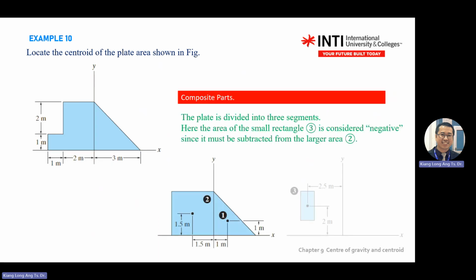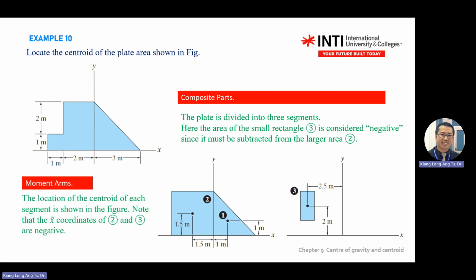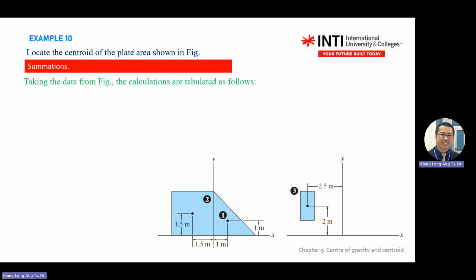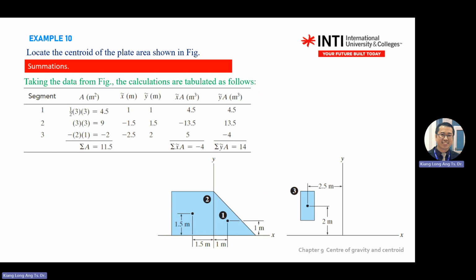After you break the shape into different parts, the moment arm is actually the location of the centroid. This one is from the table. Then after that, you build the table: segment 1, segment 2, segment 3. Basically, these two are combined together, and you minus this one. Remember, when you minus, there is a minus area there. These are usually the careless mistakes.